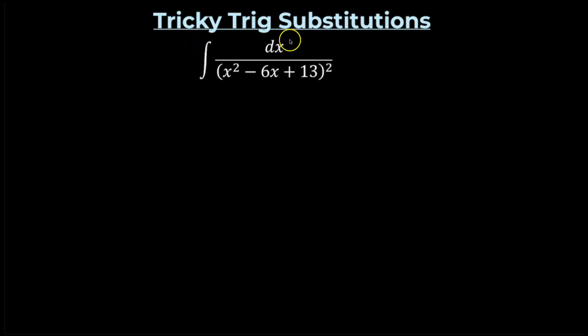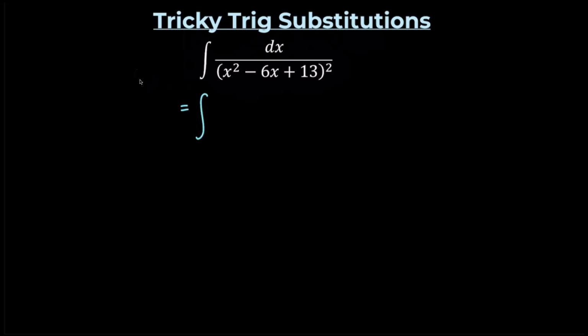Let's look at some tricky trig substitutions, as if they're all not tricky, right? Well, here we want to integrate dx all over the quantity x squared minus 6x plus 13 all squared. So what we're going to do to create a trig sub opportunity is complete the square inside those parentheses.